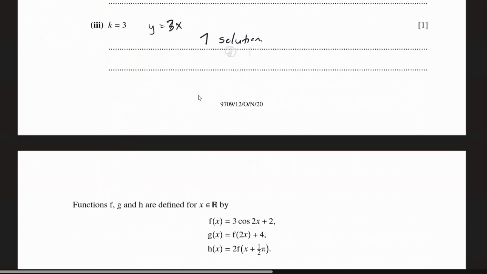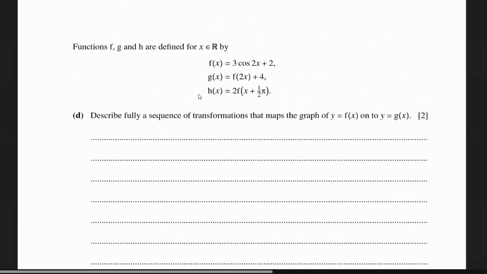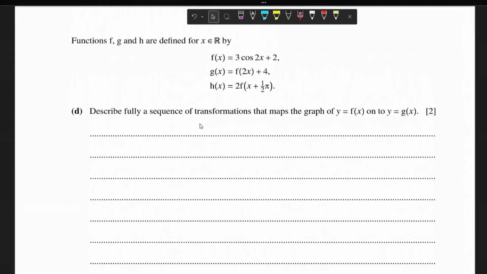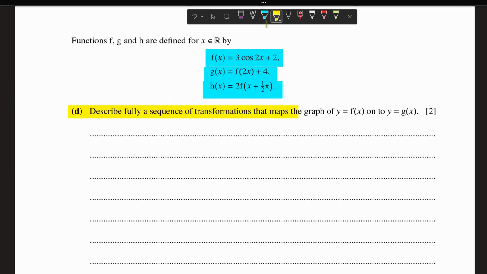Let's move on to the next one. Actually, there's a part D which says the functions f, g, and h are defined for x an element of all real numbers by f of x is equal to this, and g of x is equal to this, and h of x equals to this. So they say here, describe fully a sequence of transformations that maps f of x onto g of x.